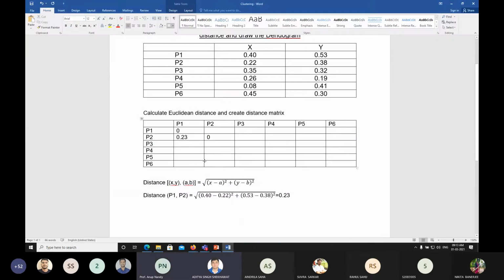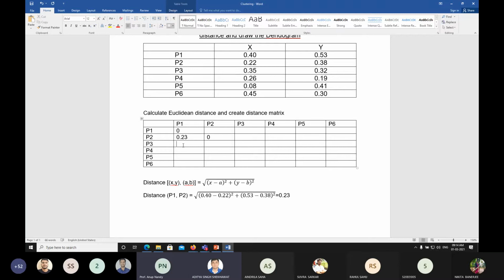So the Euclidean distance matrix. On P3 P1, the answer would be 0.2158. You do it now. You just plug in with this formula and tell me the answer. Yes, sir, I calculated it in Python. Yes, how much are you getting?